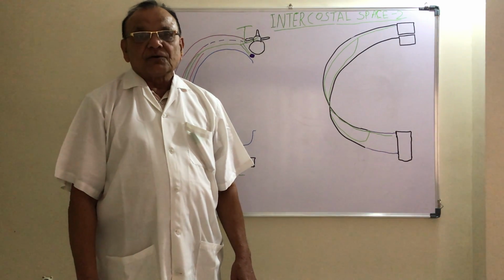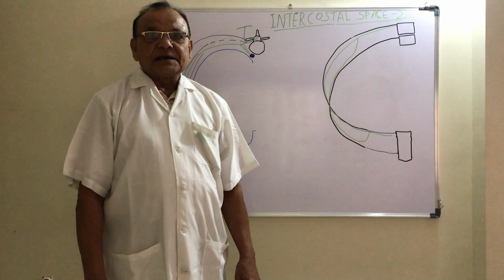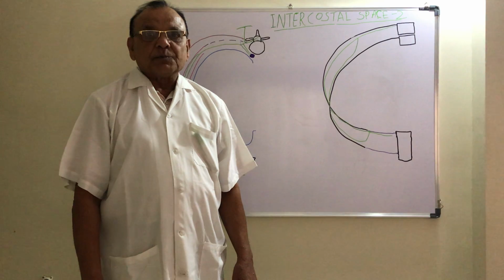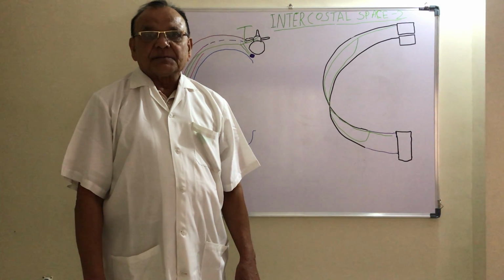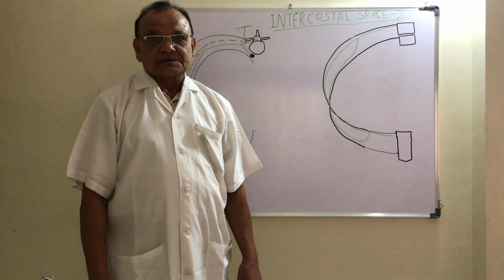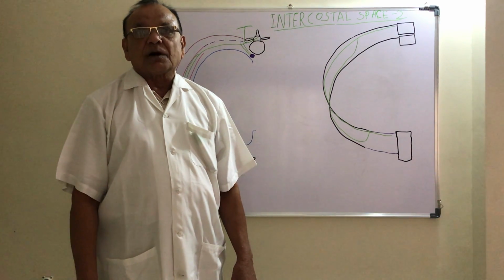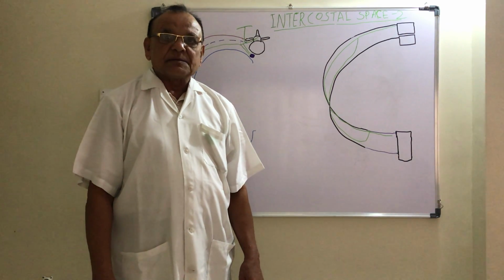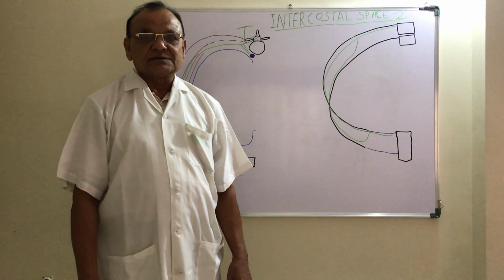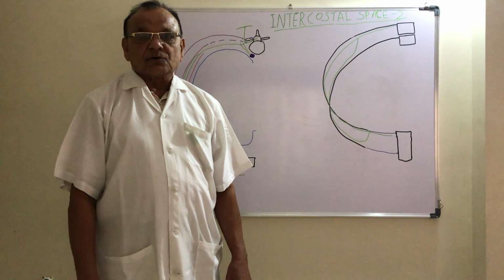Each spinal nerve is divided into 2 rami, anterior primary ramus and posterior primary ramus. The anterior primary rami of the upper 11 thoracic nerves are called intercostal nerves.